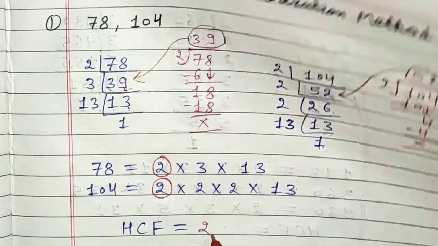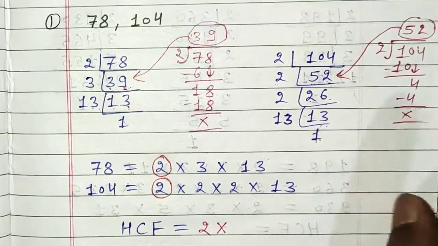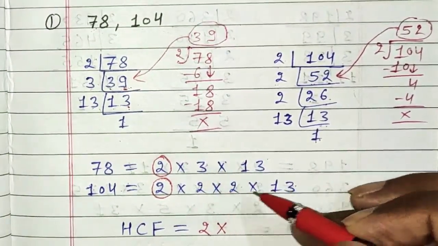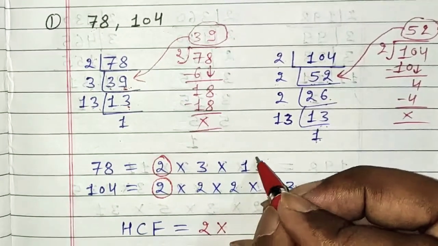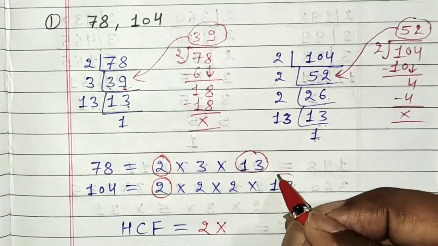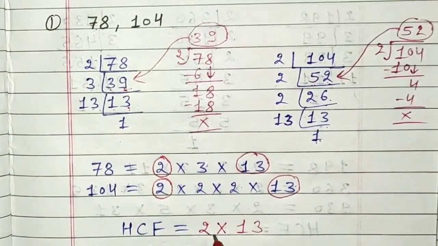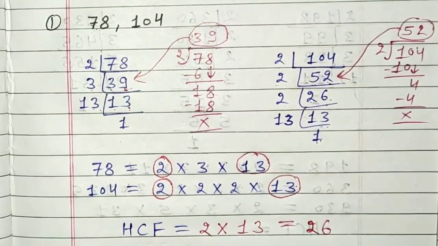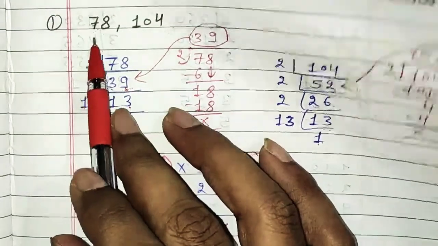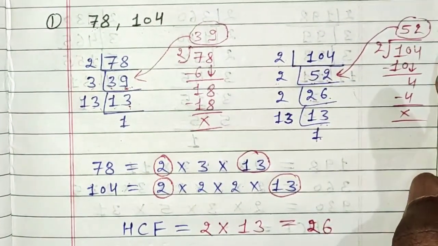So just write 2 here and put this multiplication sign. Okay. Now 3 is here, but 3 is not in the factors of 104. 13 is here and 13 is here. So write 13. Now 13 2 times will be 26. So the SCF of 78 and 104 will be 26.